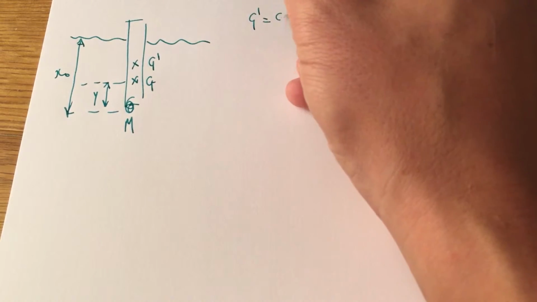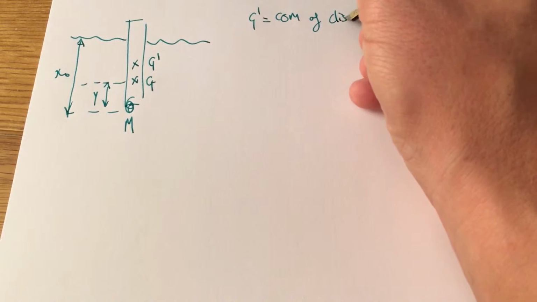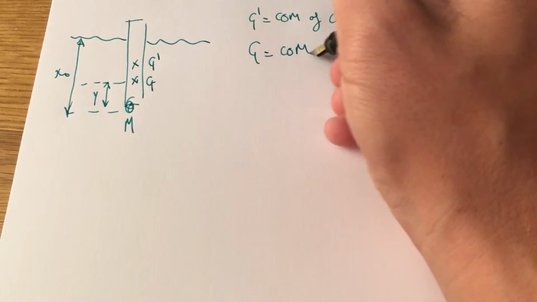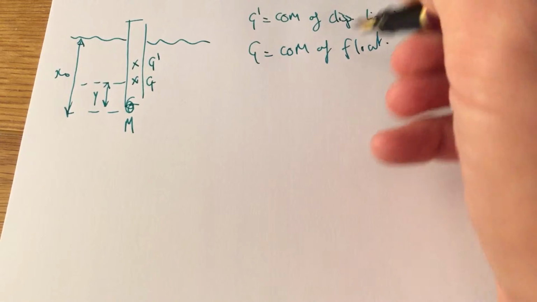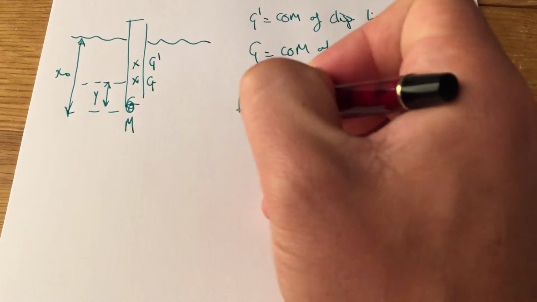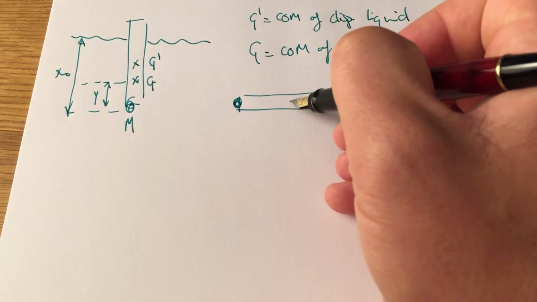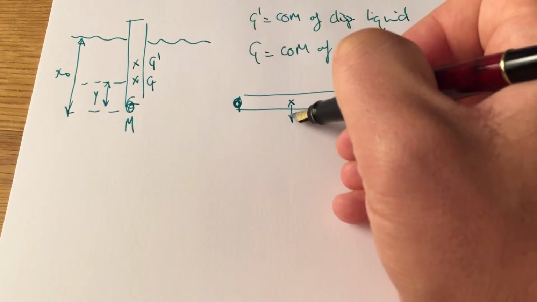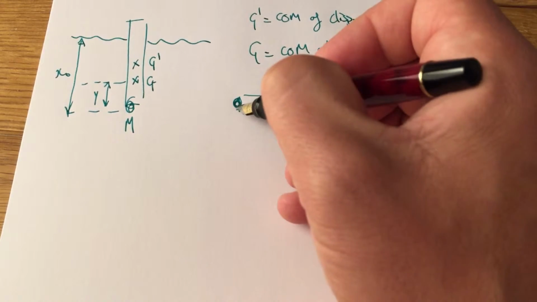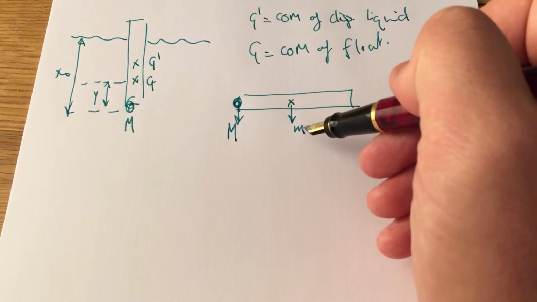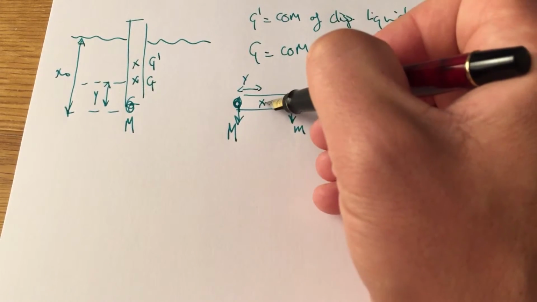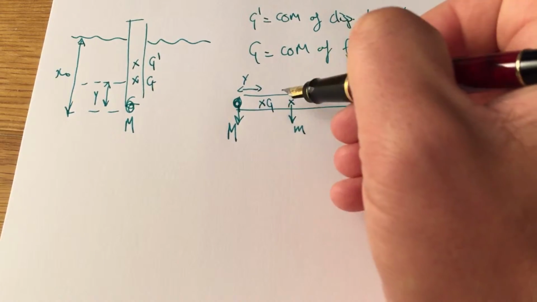Good, yeah, so G dash is the centre of mass of the displaced liquid, and G is the centre of mass of the float. So let's work out where the centre of mass of the float is. I do this by imagining it rolled over to one side. This is the midpoint where the mass of the main float acts, and this is where the big mass M, the lead weight at the bottom, acts. Then if I take a point y, it should be balanced if that is G.